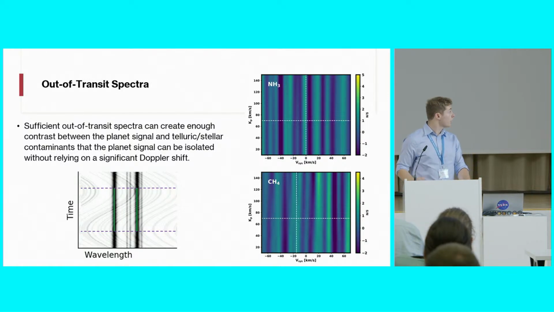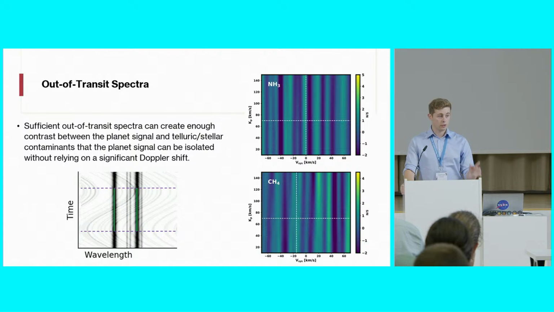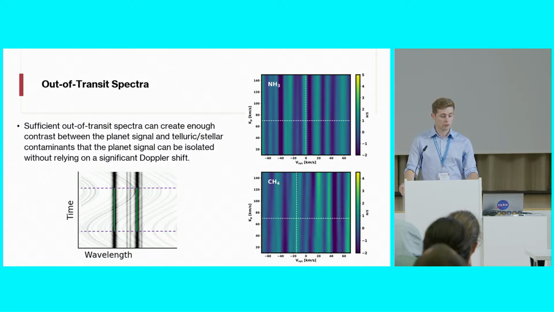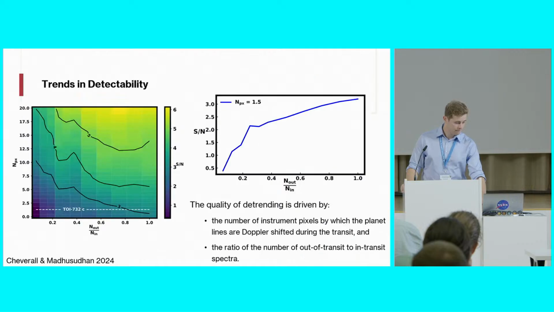On the right-hand side here in these plots, we test this by removing the out-of-transit spectra for the same injections as we did before. So for ammonia on the top, we remove the 12 out-of-transit spectra prior to detrending, and we lose our SNR 5 signal, despite the in-transit spectra being identical. At the bottom, for methane, we now inject our signal into all 33 spectra. So there's actually more planet signal in this injection than there was previously when we got SNR of over 4. And yet, without those out-of-transit spectra and the contrast they create, we completely lose our detection.